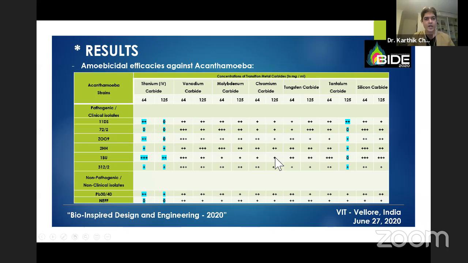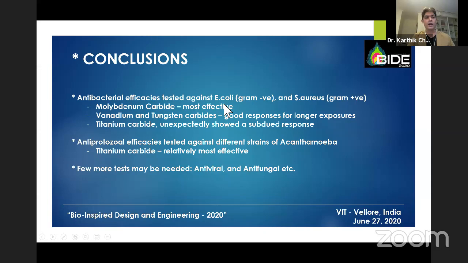So, conclusions. From the antibacterial efficacies and the antiprotozoal efficacies, we can clearly conclude that molybdenum carbide is the most effective antibacterial agent, at least from this test, with vanadium and tungsten showing relatively good results. And for the antiprotozoal, it's titanium carbide, and none of the others being effective. In principle, a few more tests are also needed to conclude if it is antimicrobial, because we have looked at only two kinds of microbes. There are a couple of others which we need to look at to make a complete picture.